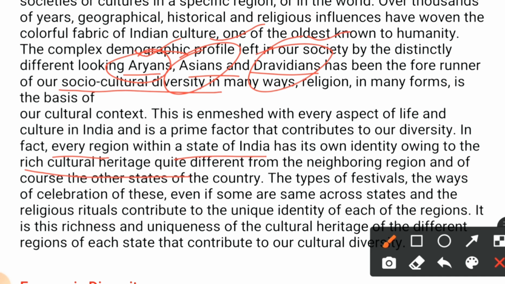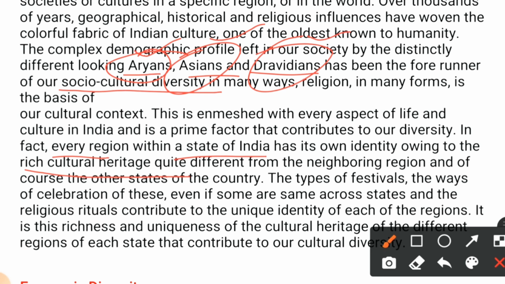The types of festivals, the ways of celebrating these festivals, even if some are the same across the states, and the religious rituals contribute to the unique identity of each of the regions. It says that even some of our festivals differ. Just take an example of Makar Sankranti.